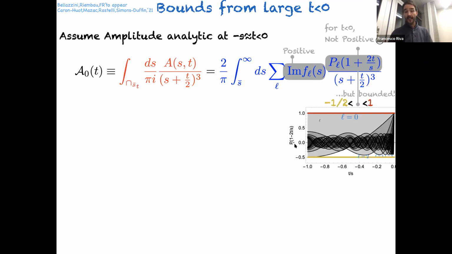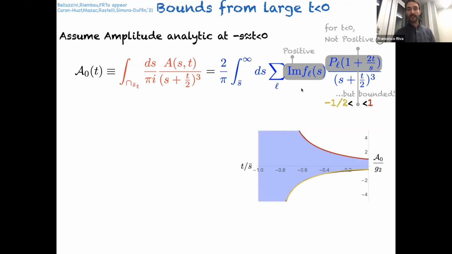and in fact, when you plot these Legendre polynomials for all ℓ for negative t, you see that they cannot take any value. They're always smaller than 1, and they're always bigger than -1/2. So the integrand that you see here on the right-hand side has to lie within this trumpet here, okay? Normalized in units of this arc at t = 0.